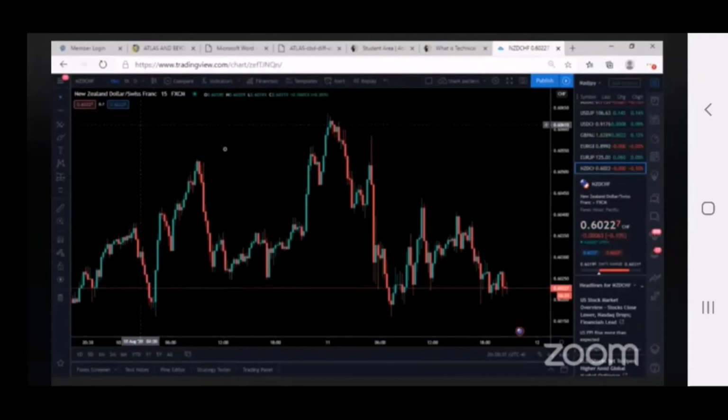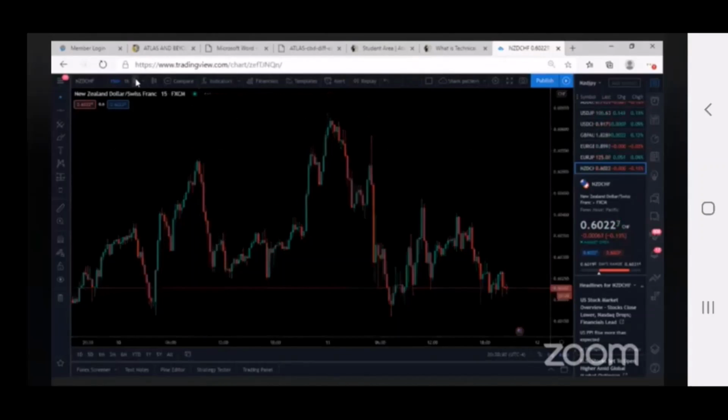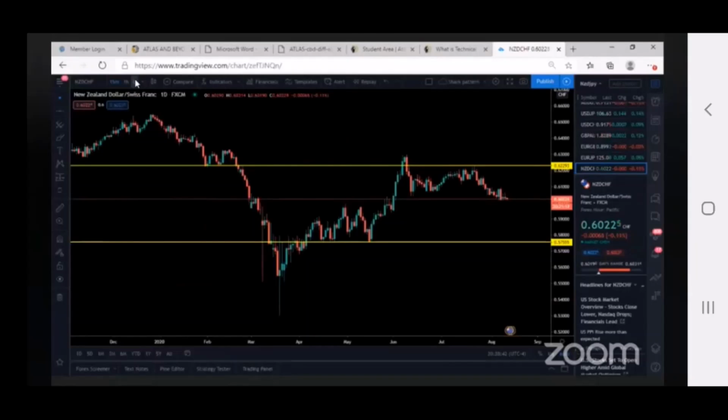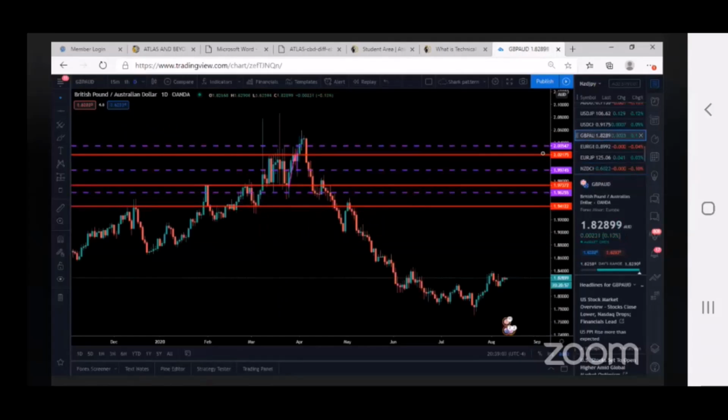The other question was, once you identify the trend on the daily chart, how do you get in on the 15-minute chart? Okay, so here, let's say we identified this is a downtrend on a daily chart, and even just looking at the bigger picture here on the daily chart. Hold on, let me flip to, let me see what some of these other pairs are doing.